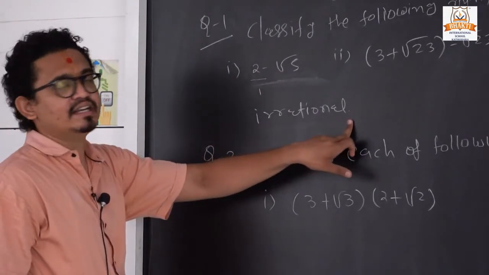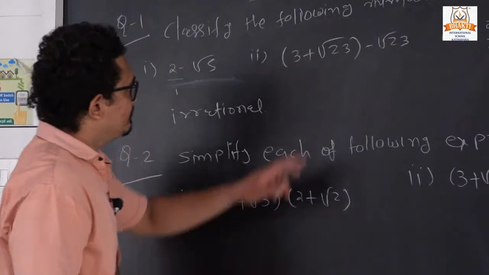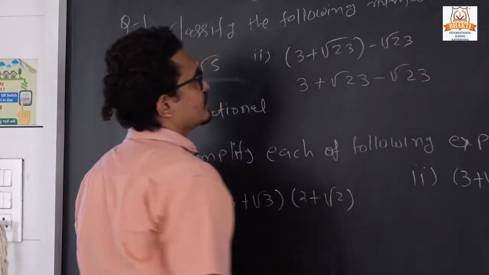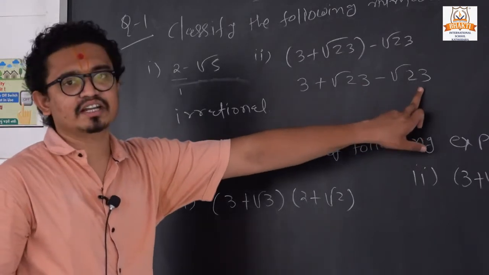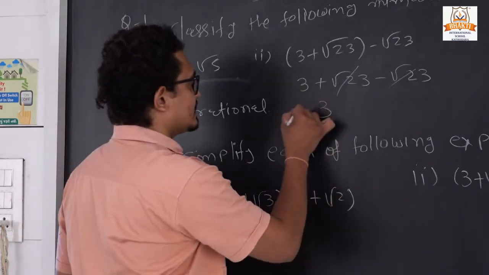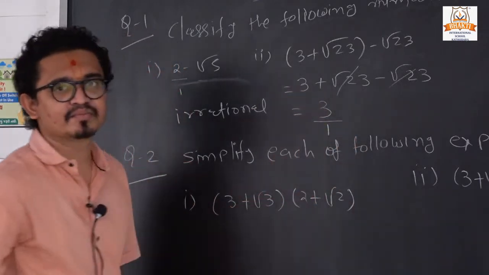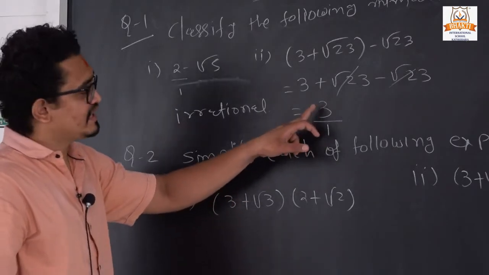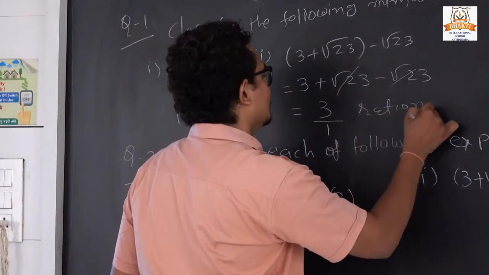From this we can clarify that if we subtract any irrational number from a rational number, the answer is always irrational. Now in the second case, they are giving one bracket. First of all we expand that bracket. Here there is plus under root 23, and here minus under root 23, so plus and minus will cancel. We only get 3, and we can also write it as 3 upon 1, because if we write 1 in the denominator, the answer remains the same, but it is in rational form, p by q form.